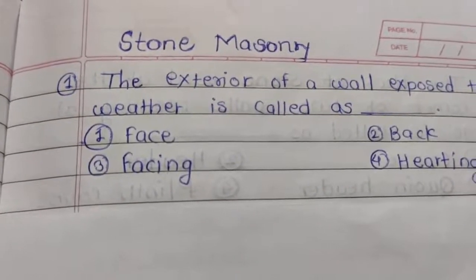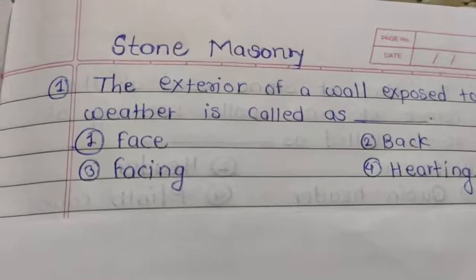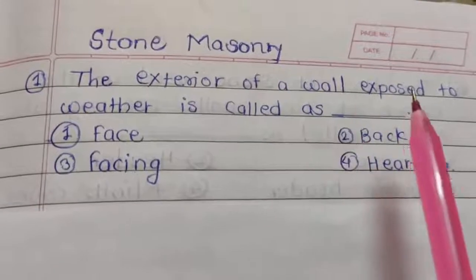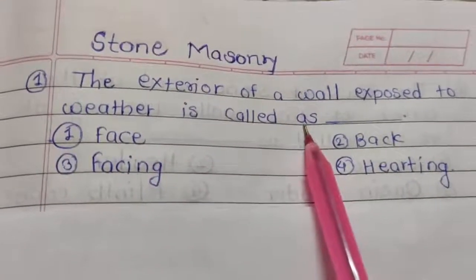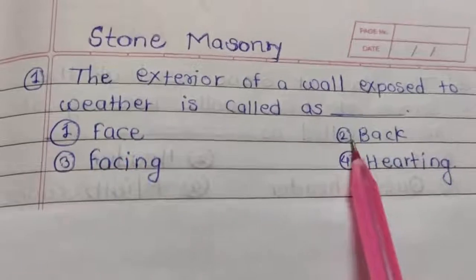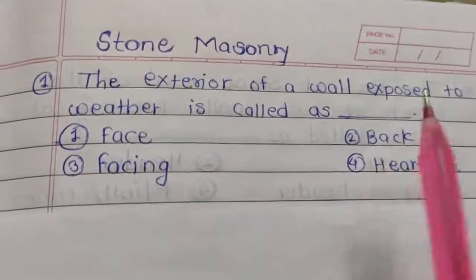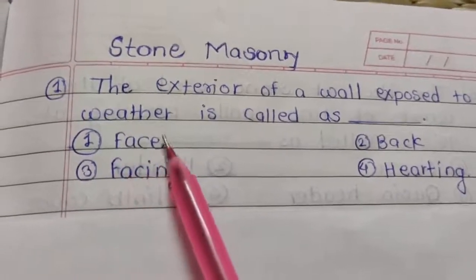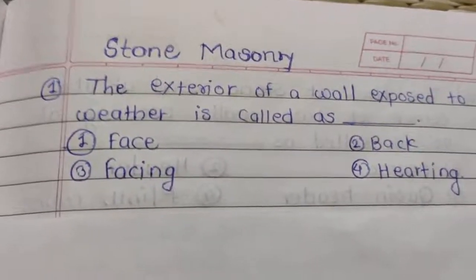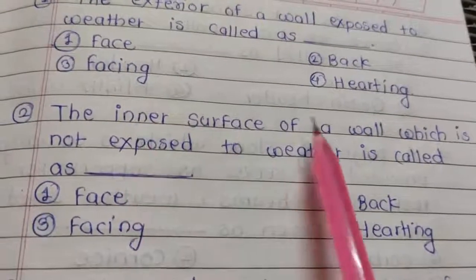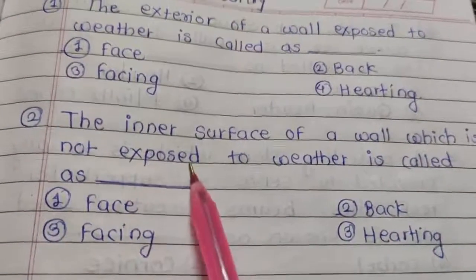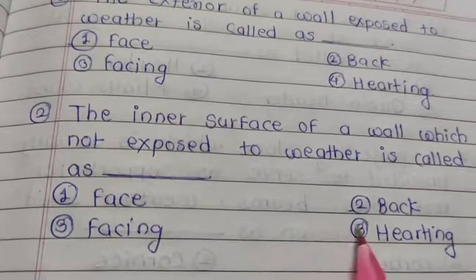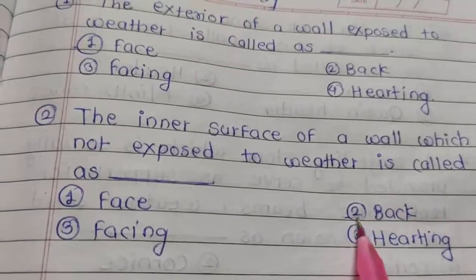Now we turn towards second chapter, stone masonry. The exterior of a wall exposed to weather is called as, options: face, back, facing, hurting. Answer is face. The exterior of a wall exposed to weather is called as a face. Now the inner surface of a wall which is not exposed to weather is called as face, back, facing, hurting. Answer is back.